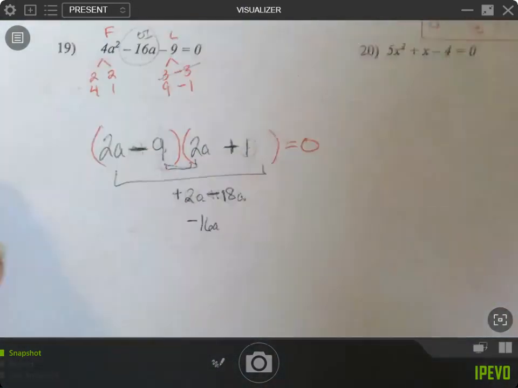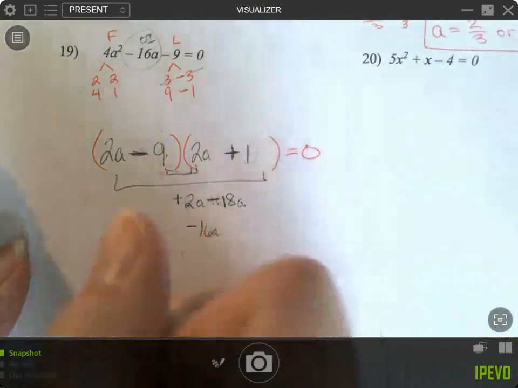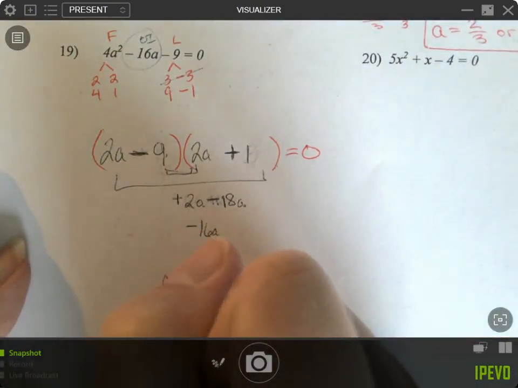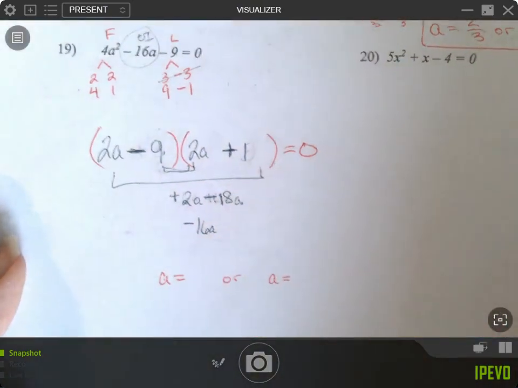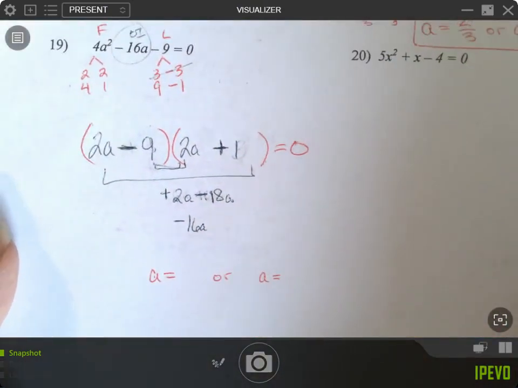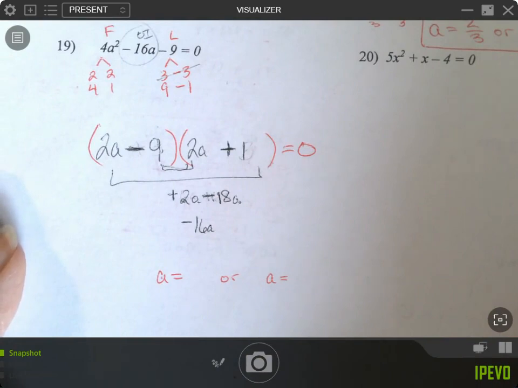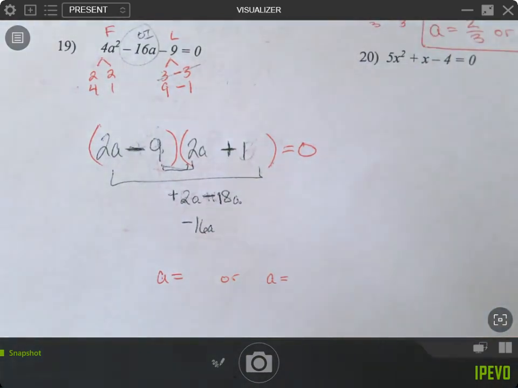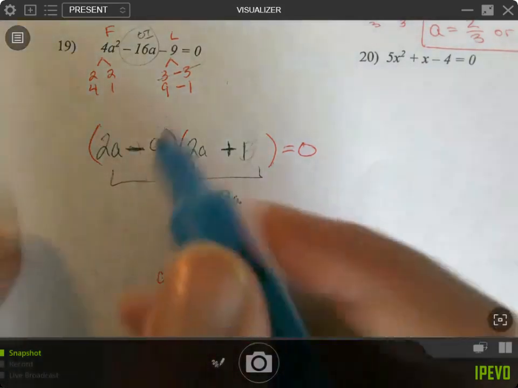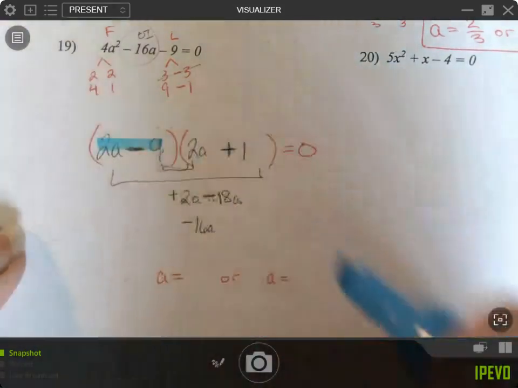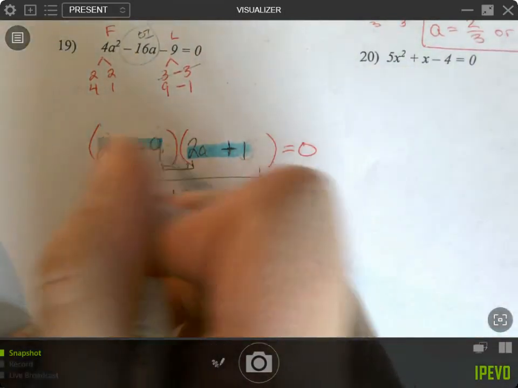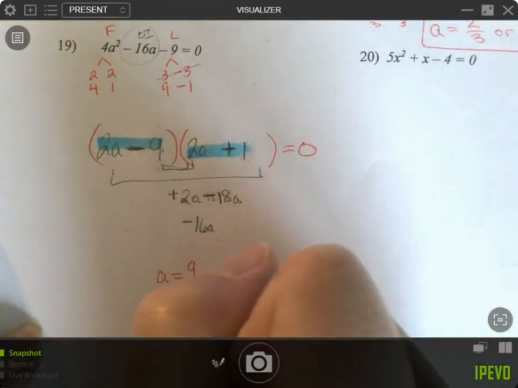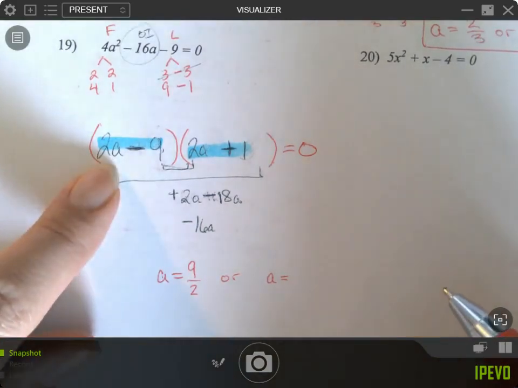But I haven't solved it yet. So take a second and solve this. I'll wait for you. You take a second and you solve it for the 2 values of a. Some of you are doing it in your head. Some of you need to write it down. What I'm doing is I'm looking at each piece. Either this equals 0 or that equals 0. So if you're looking at this, this would be 9 halves, or 4.5.